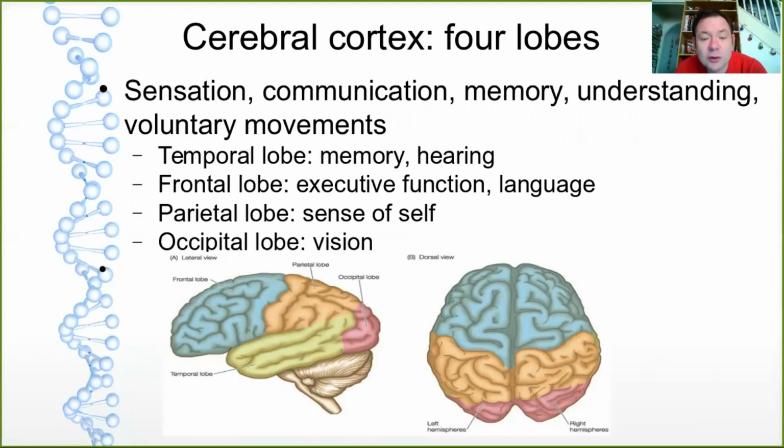The parietal lobe gives you a sense of self. And then there's the occipital lobe, which deals with vision. I'm going to stick on the parietal lobe for a brief second, just to explain this concept of sense of self. Basically, there is a Canadian scientist known as Persinger, and Persinger has invented a device which has been nicknamed the God helmet.